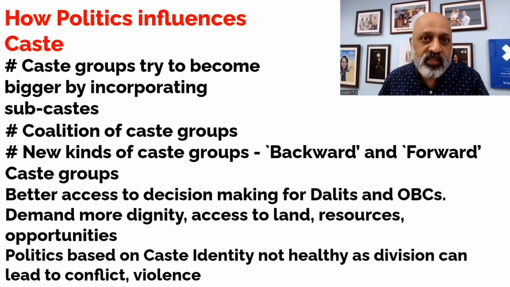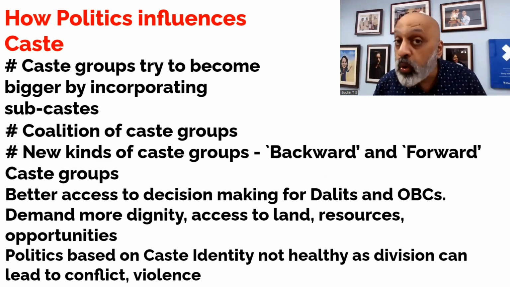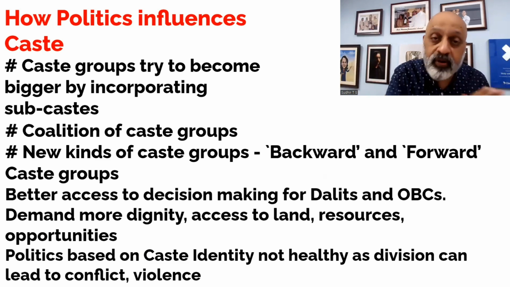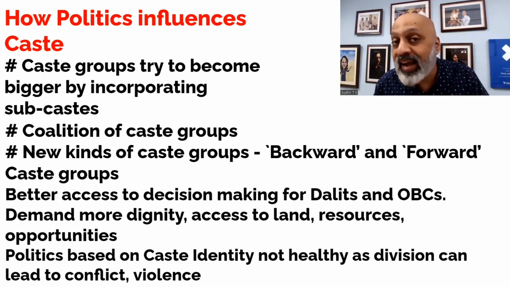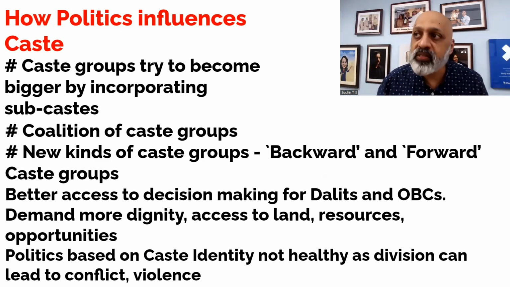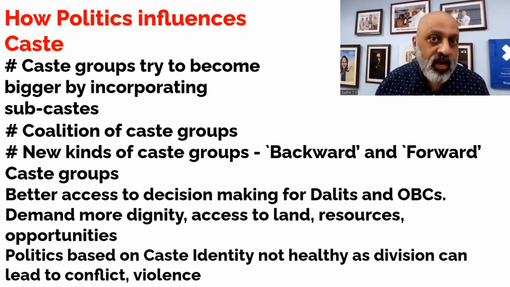There is a coalition of caste groups, different caste groups decide to come together so that there is more strength and more bargaining power. You can bargain better with the political party. There are new kinds of caste groups, the backward and the forward classes. As a result, there is better access to decision making for Dalits and OBCs. You can put pressure: humko ye chahiye, tabhi tumko hamare vote milenge. You will get our votes only if you do this for us. So there is better leveraging power, right?